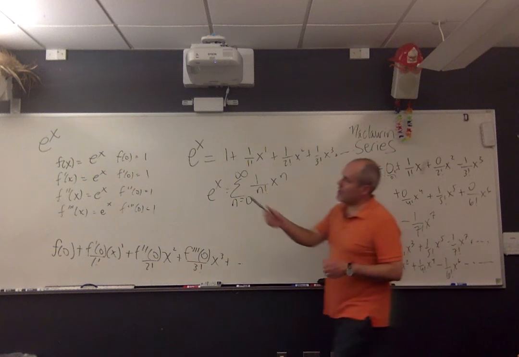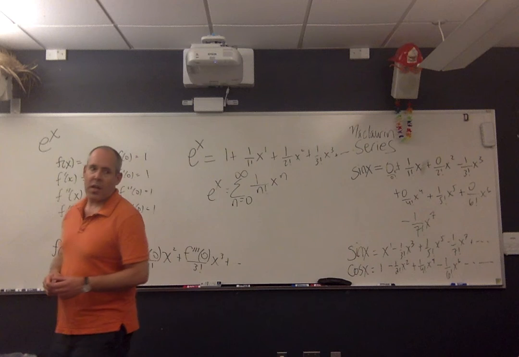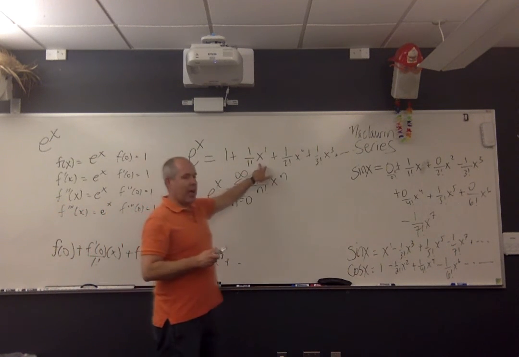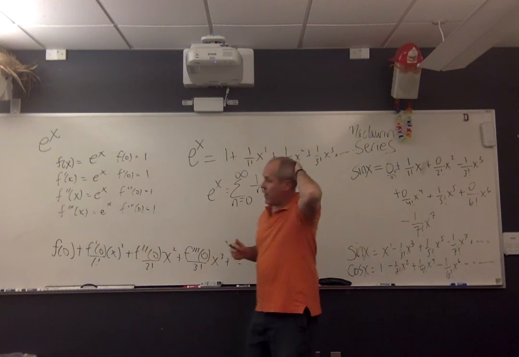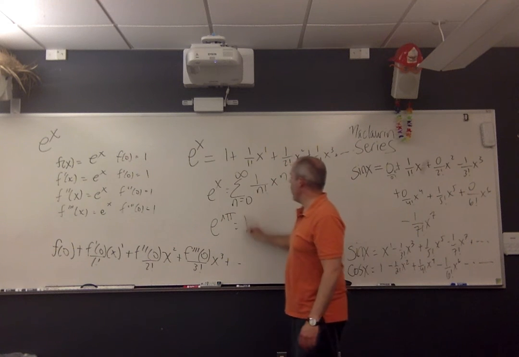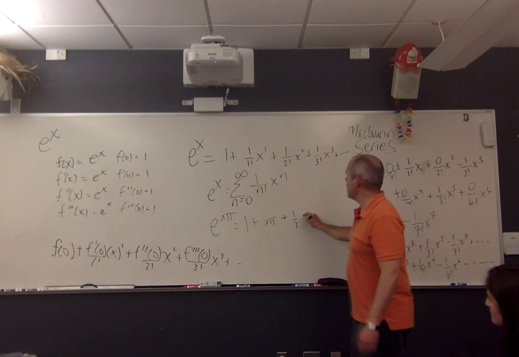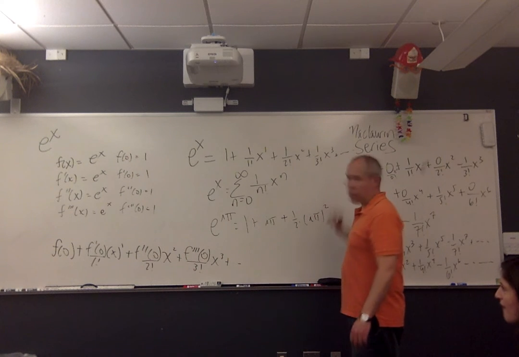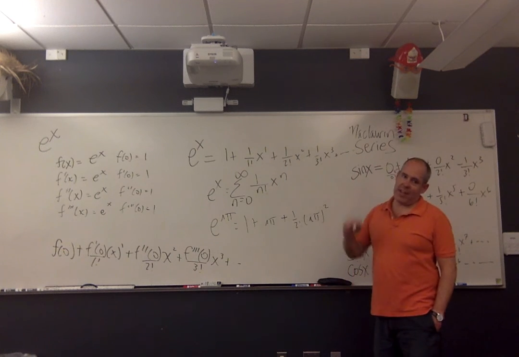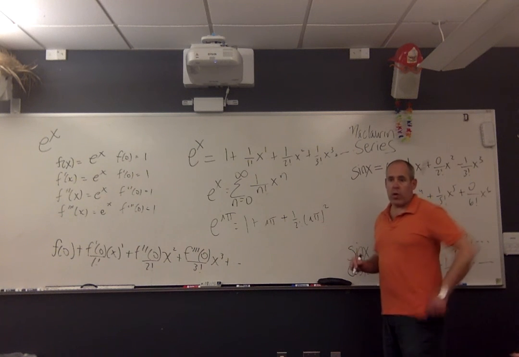Well, what would happen if I plugged in i pi to this? If I plug in i pi, i is the imaginary number, right? The square root of -1. So e to the i pi would be 1 plus i pi plus 1 over 2 factorial times i pi quantity squared.